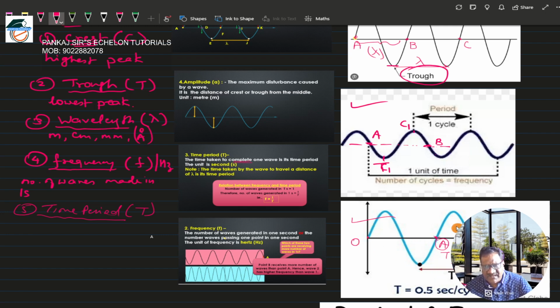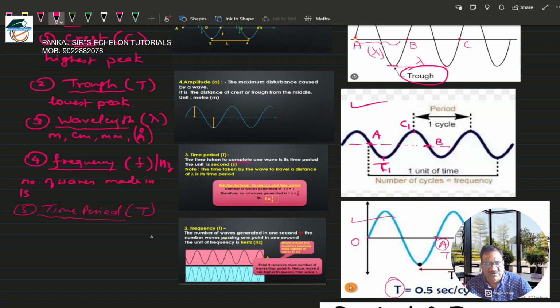Now suppose there are many waves. In this case it is one, and then there's another one, two. Now suppose these two waves take, at this point C, t equal to 1 second. So two waves take 1 second. Time period is the time taken for one wave to be formed. So when two waves take 1 second, one wave will take half a second, or 0.5 second. That 0.5 second is nothing but the time period.